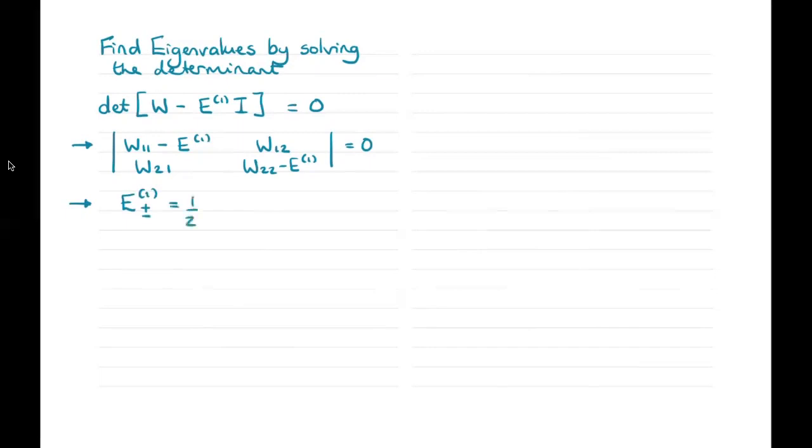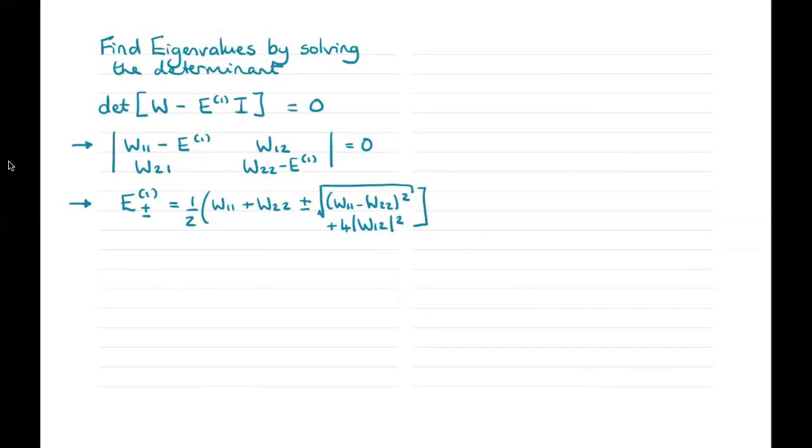or the two values of the first order correction to the energy are a half W11 plus W22 plus or minus the square root of W11 minus W22 squared plus 4 times W12 squared, and solving for alpha and beta would give us the wave functions.